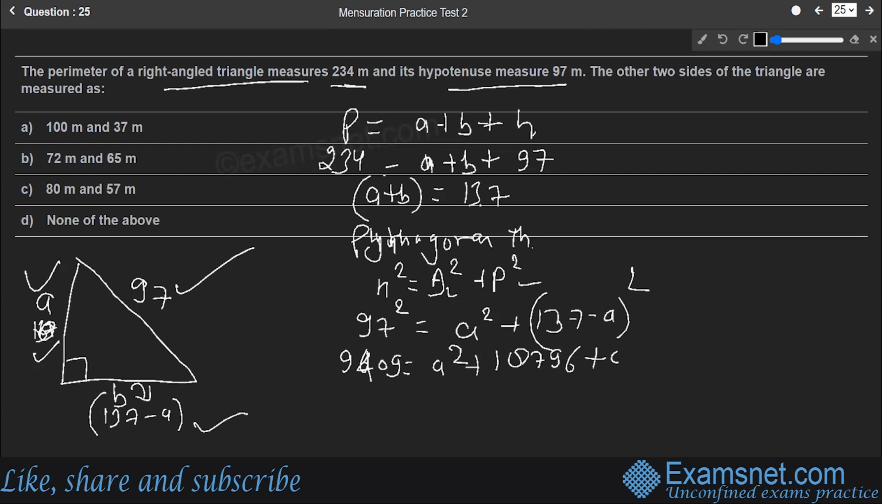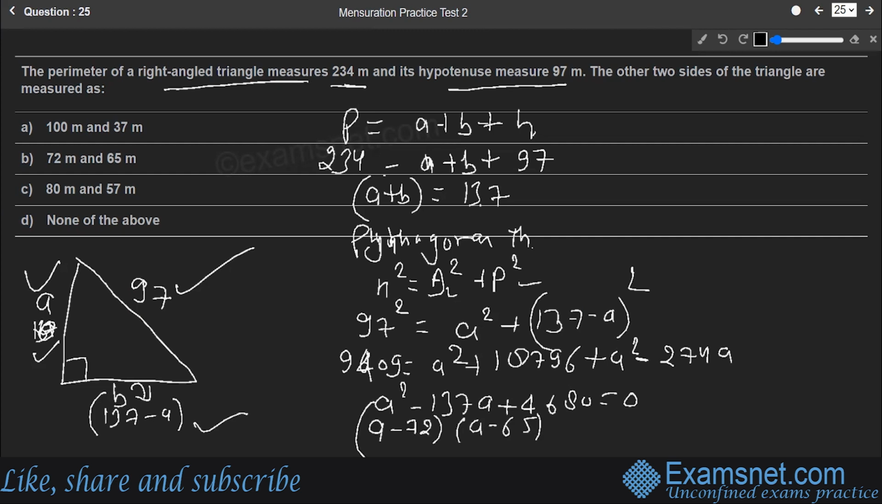Okay, plus a square minus 274a. Solving this further down, we get an equation which says a square minus 137a plus 4680 is equal to 0. Solving this equation by factors or by Sridharacharya formula, we can get to the final factors as a minus 72 and a minus 65. So there can be two values of a coming.